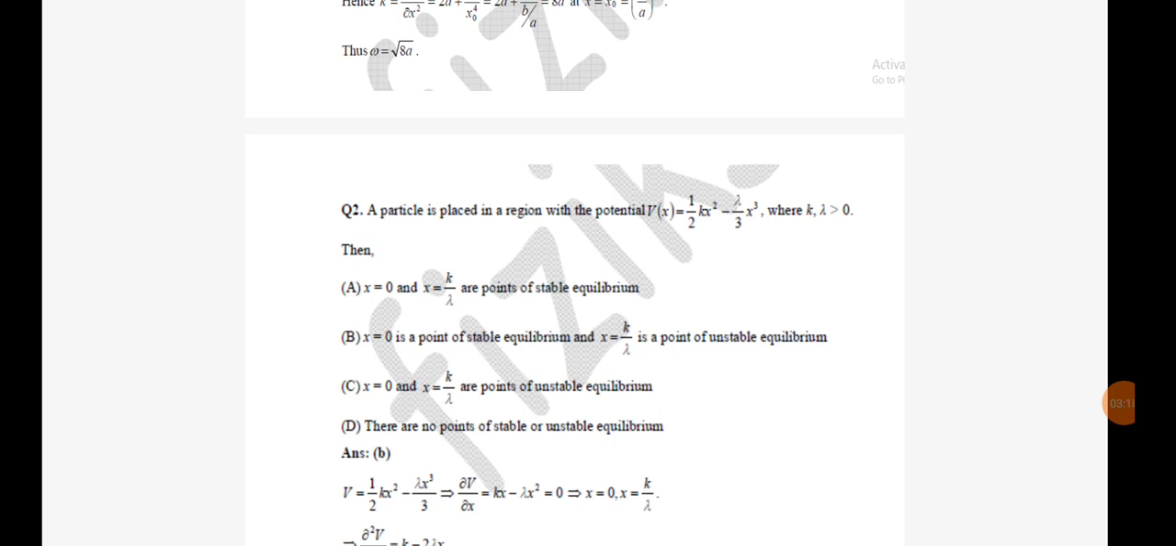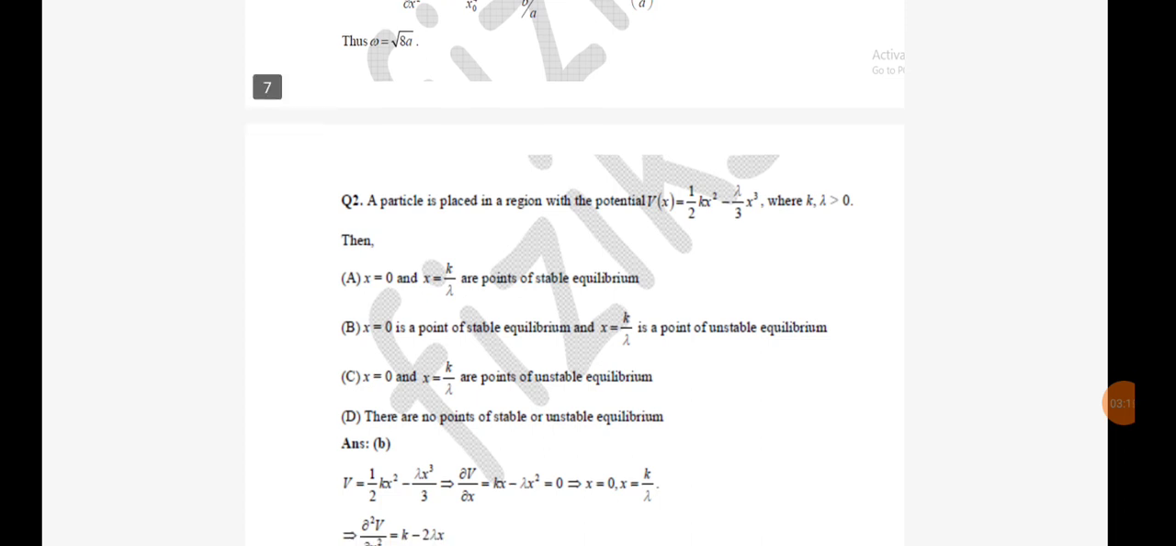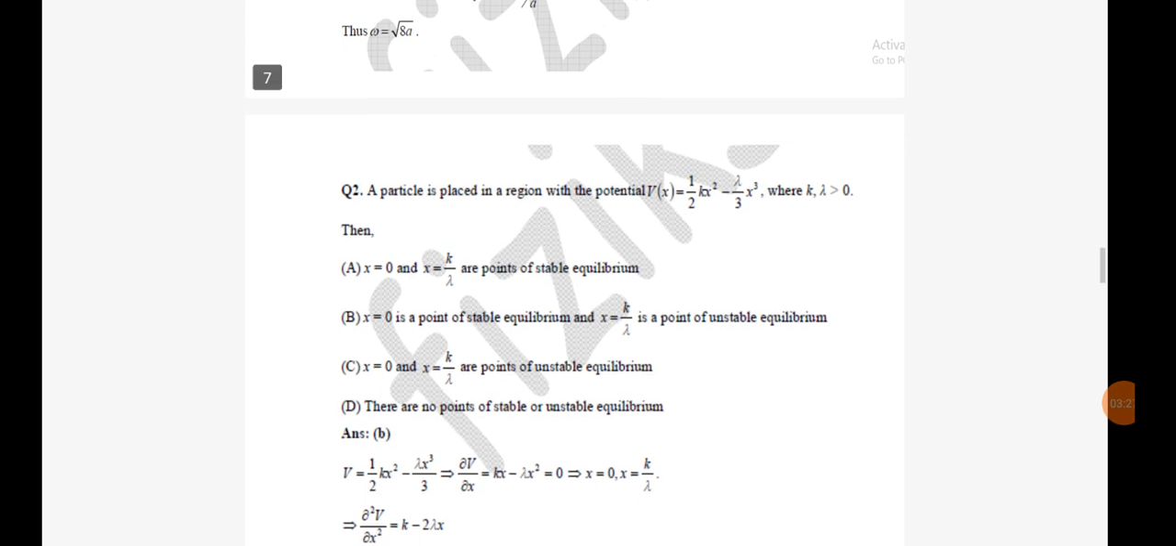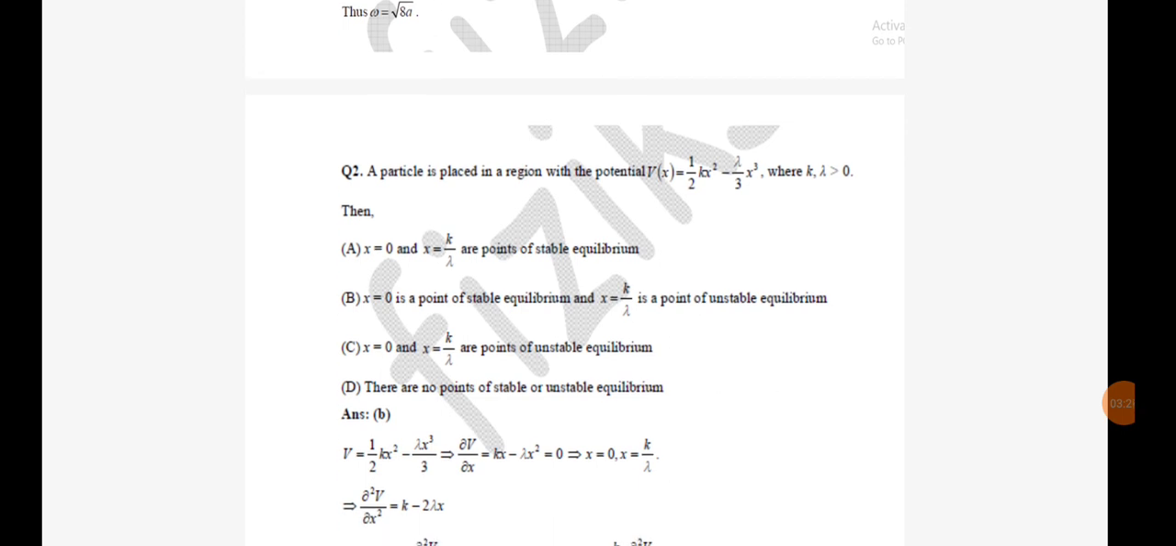The first option is x equal to 0 and x equivalent to k by lambda are points of stable equilibrium. The next option is x equal to 0 is a point of stable equilibrium and x equal to k by lambda is a point of unstable equilibrium. The third option is both the points are of unstable equilibrium. And the fourth option is there are no points of stable or unstable equilibrium. We just need to find among the four options which one is the right option.